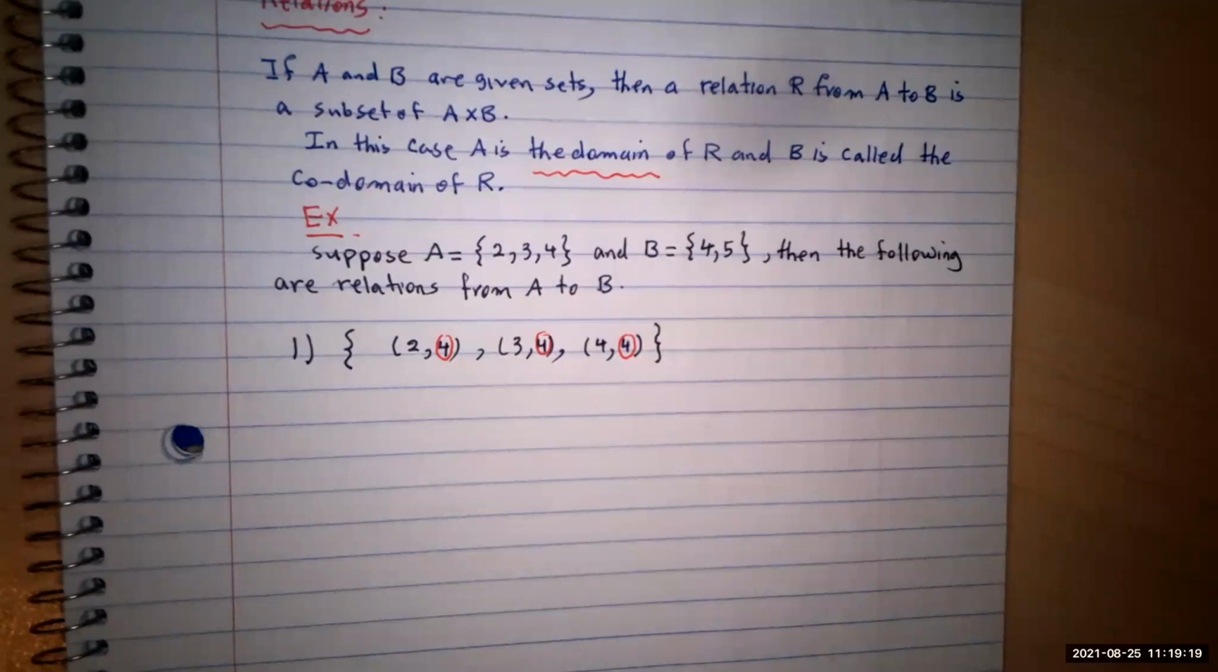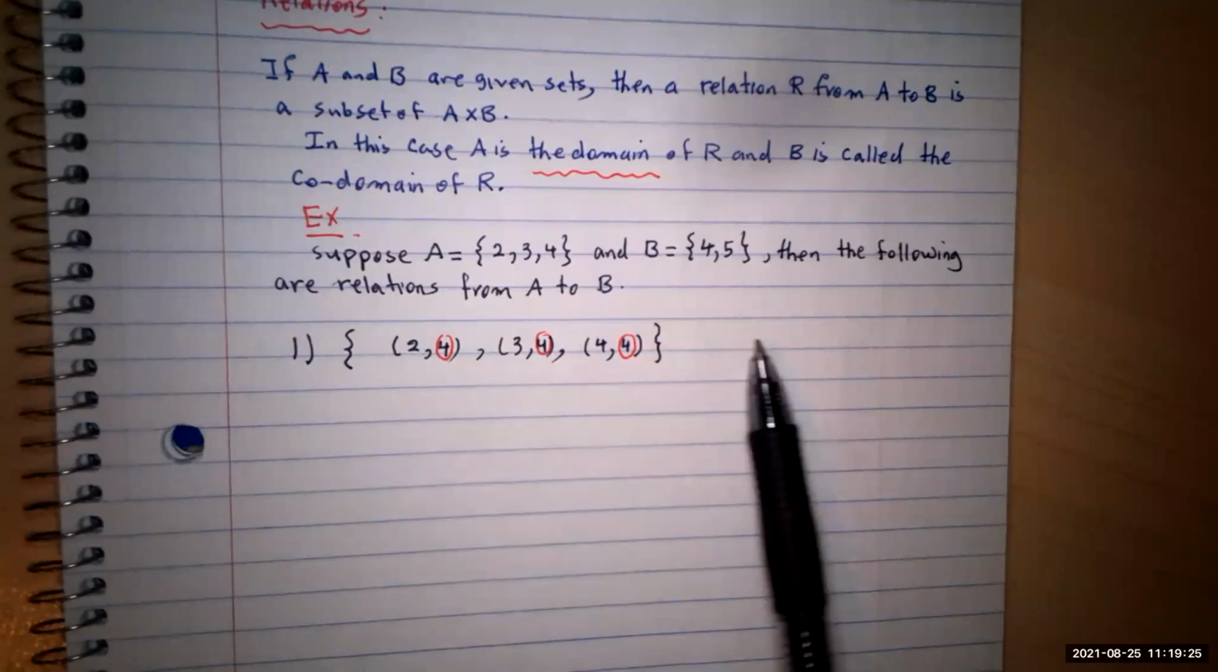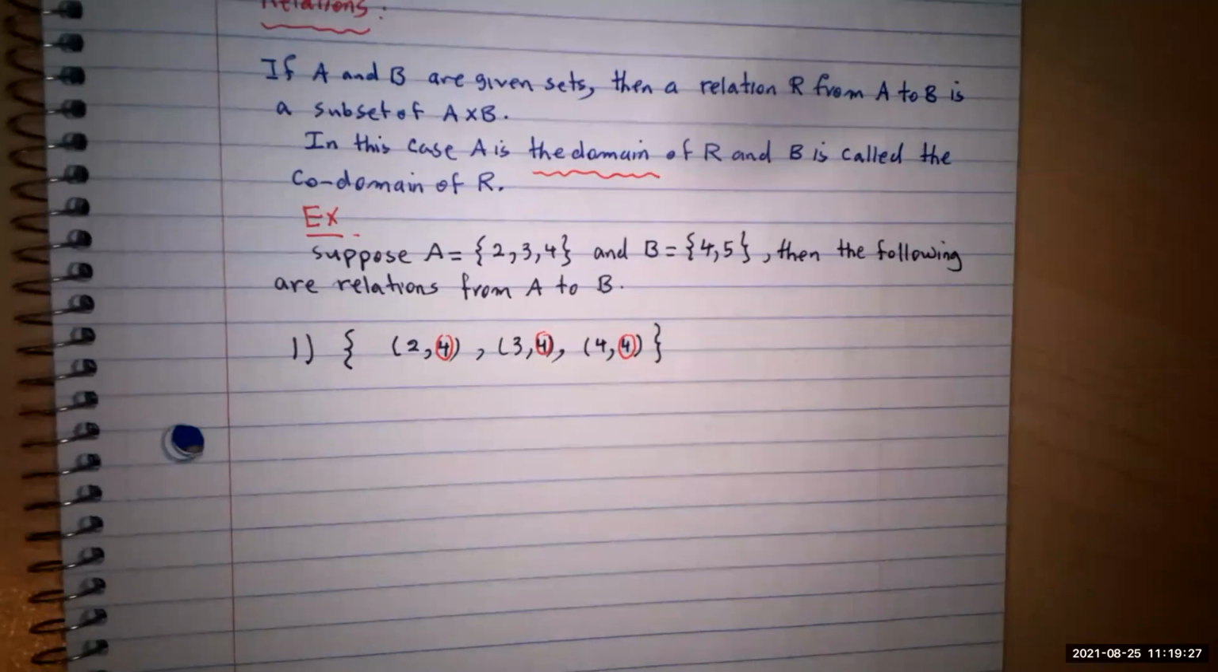Three siblings with the same parent. Yes, that's correct. These are the names of the children, and this is the parent. Yes, very good. Any more examples of this type of relation in everyday life?